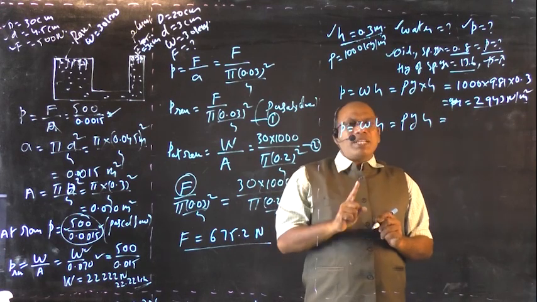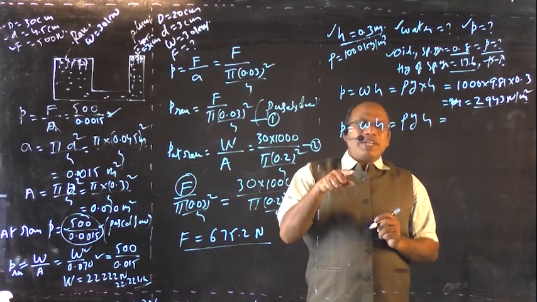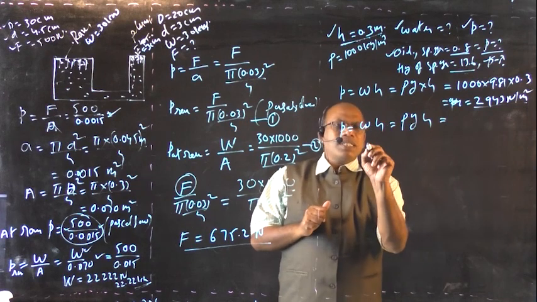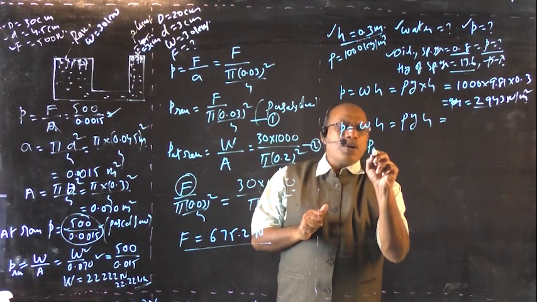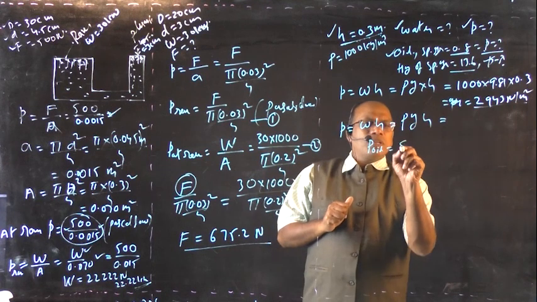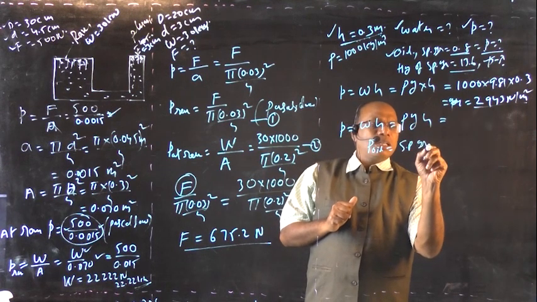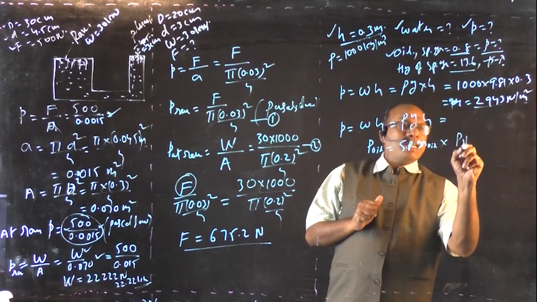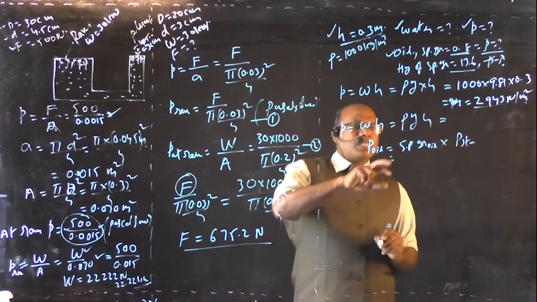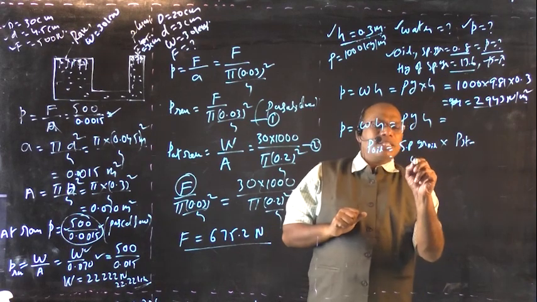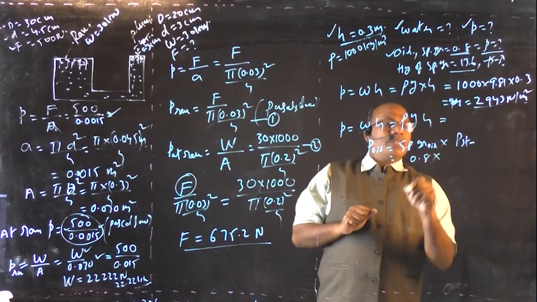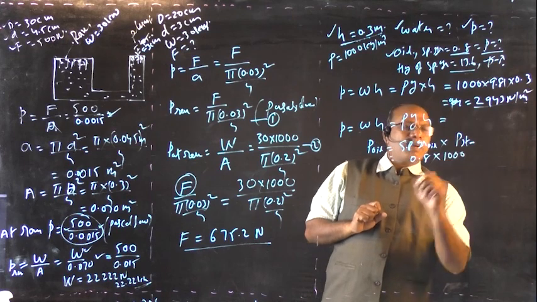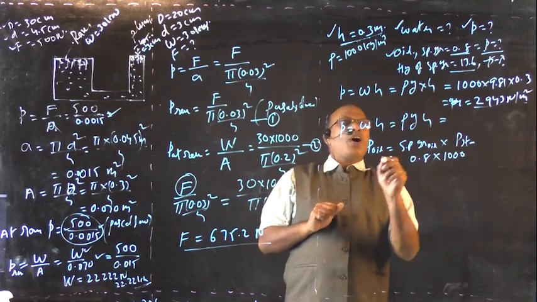The density of any liquid is equal to the specific gravity of that liquid into the density of the standard liquid, which I have given in the last class. For example, the density of oil is equal to the specific gravity of oil into the density of standard liquid. Here, the specific gravity of oil is given, that is equal to 0.8 into the density of standard liquid or water, that is equal to 1000 kg per meter cube. Right, this is the density of oil.